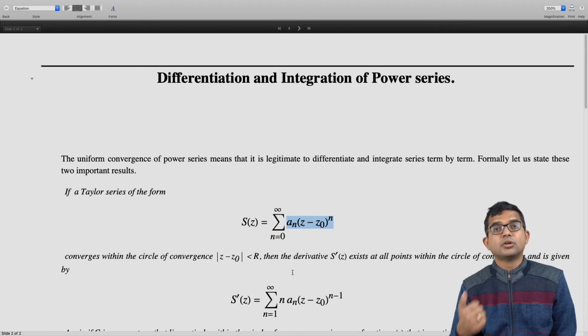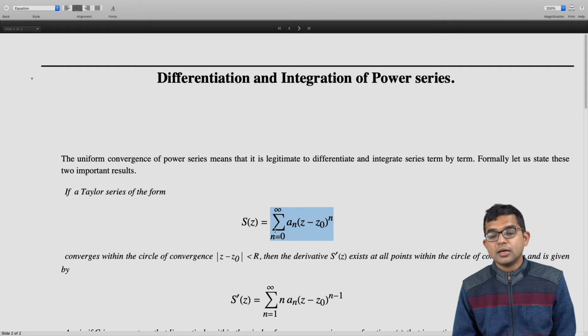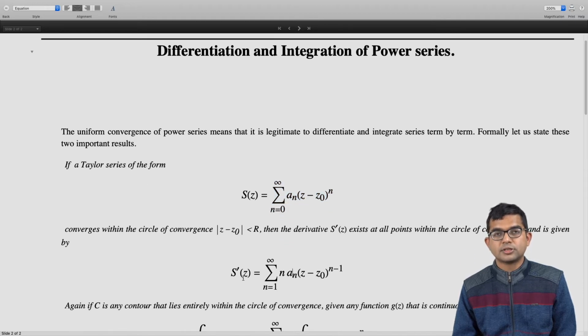So this is a consequence of uniform convergence, right? So the series not only converges inside the region of convergence, which is given by the circle of convergence, but also converges uniformly. Therefore, you can take the derivative and you can do it term by term, and therefore you get s prime of z is simply the summation over n going from 1 to infinity, n times a n times z minus z naught the whole power n minus 1.